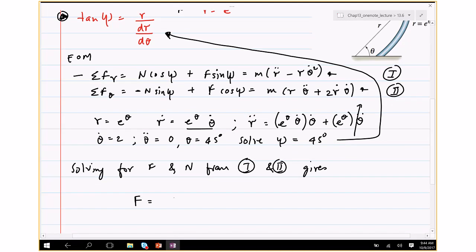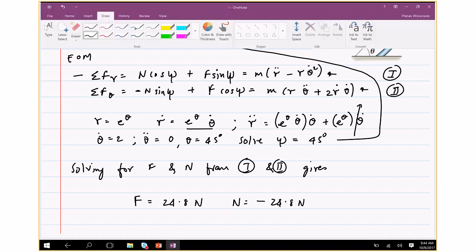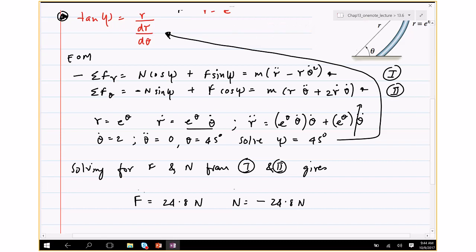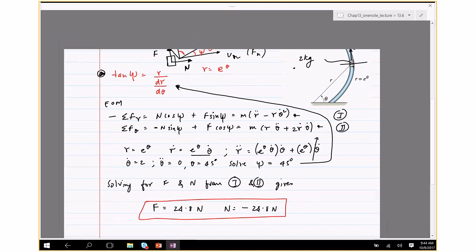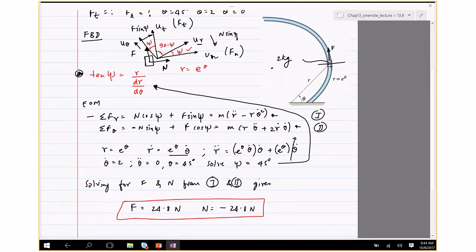It turns out that you get F equals 24.8 newtons, and you get N equals minus 24.8 newtons. The sign there for N shows that the assumed direction of N was opposite to what it really is. So I assumed N to be pointing outwards, but N is actually pointing inwards. Okay?